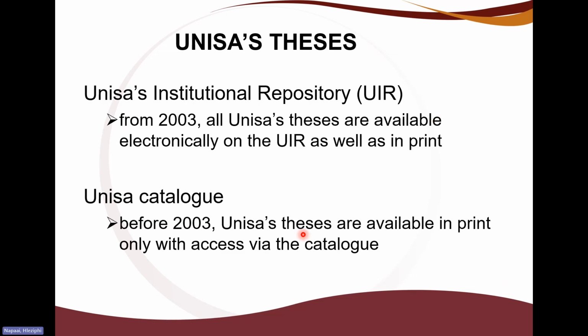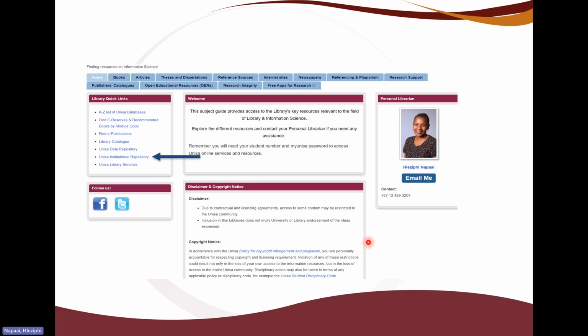So yes, the UNISA institutional thesis, UIR, we started this from 2003. And before 2003, you'll find them still on our catalog. There's a project that is going on. We want to document all of this before 2003 and put them all back in, so that we have a one-stop shop for our UNISA institutional repository.